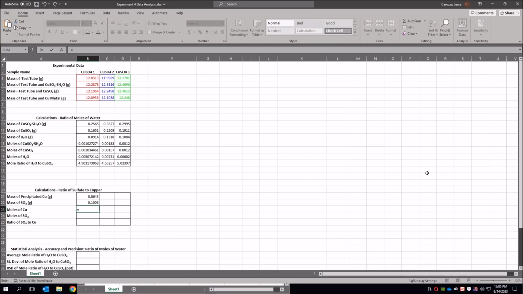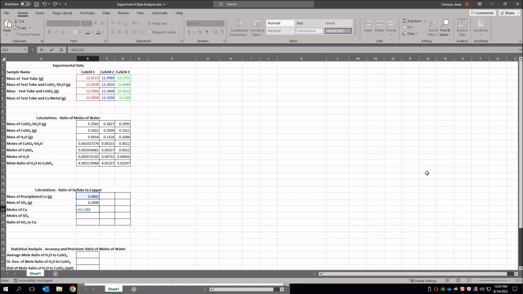So now we do the moles, because there are multiple parts to our empirical formula. It's CuSO4 dot some amount of H2O. But how many Cus? How many SO4s? That's what we've got to figure out. To do that, we need the moles.